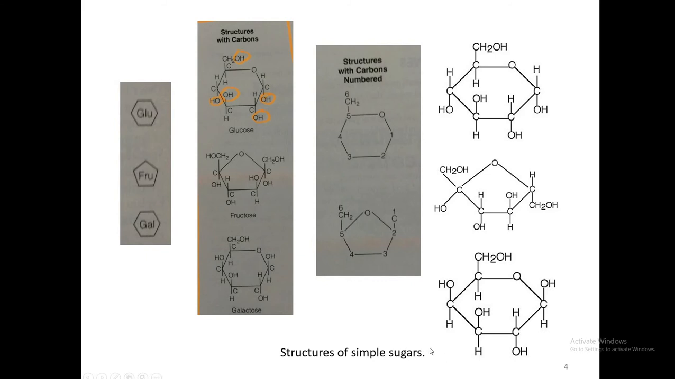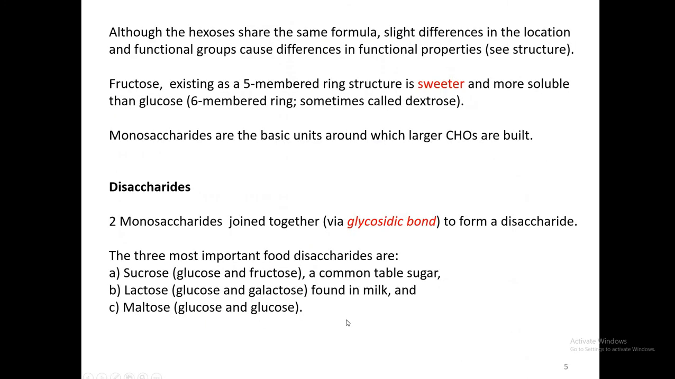Well, this is the structures of simple sugar that I just captured from books. Glucose here, fructose there, and then the galactose. Okay, well, for your level, you do not need to know the structure. Just remember the glucose, fructose, and galactose. Although hexoses share the same formula, there is slight differences in the location and the functional groups. And because of these differences in the location and the functional groups, you end up with a different functional properties.